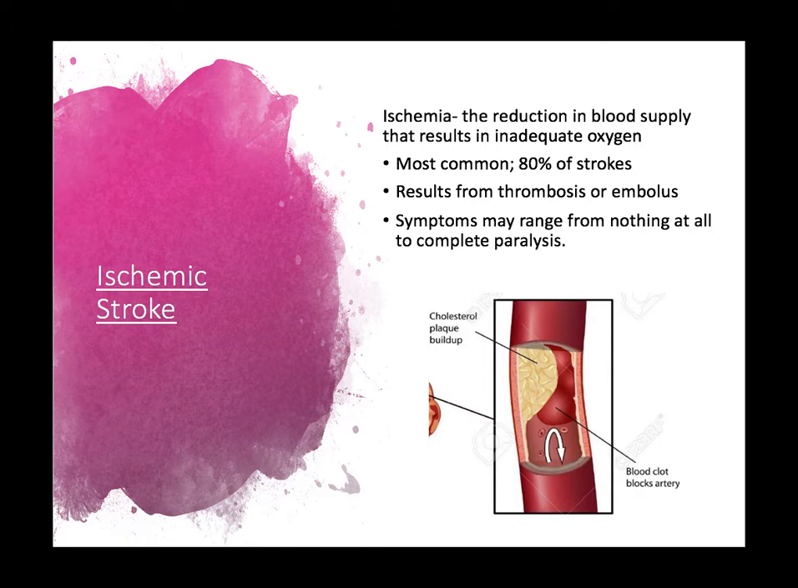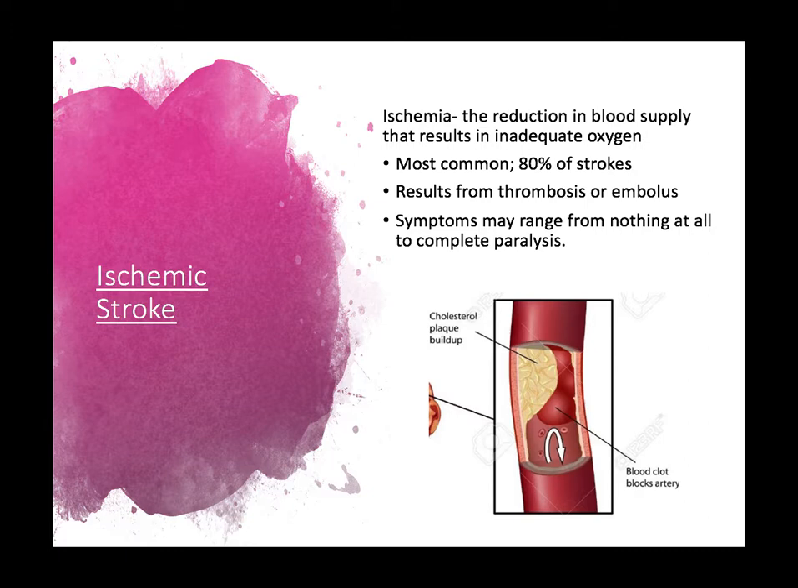There are 2 types of strokes. First one we're going to talk about is ischemic. Second one we're going to talk about is the hemorrhagic. Ischemic is way funner to say, so I'm going to talk about that one first. So an ischemic stroke occurs when the blood flow through the cerebral arteries in the brain is blocked. So ischemia is the reduction of blood supply that results in inadequate oxygen. An ischemic stroke is when that blood flow is stopped because there's a blockage, and it could be from a cholesterol plaque buildup or a blood clot.